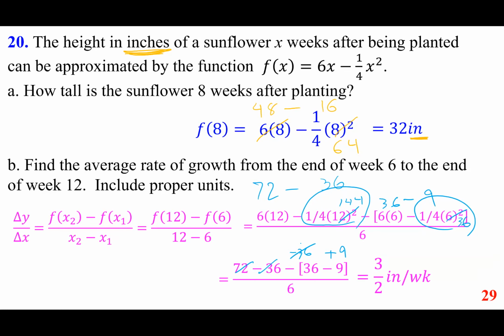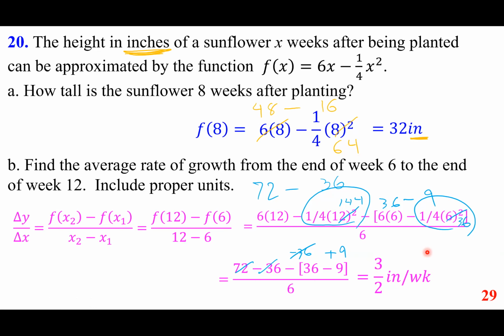inches per week. Why is this the unit? The top is the difference in f of x, which is in inches. The bottom x is in weeks. So 3/2 and the units of the top over the units of the bottom, just the way it's given. So the average rate of growth from week 6 to week 12 is that it's growing at 3/2 of an inch per week.